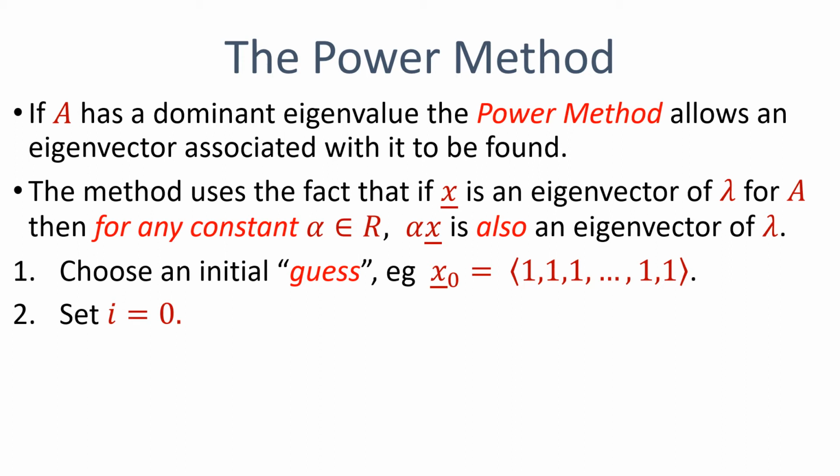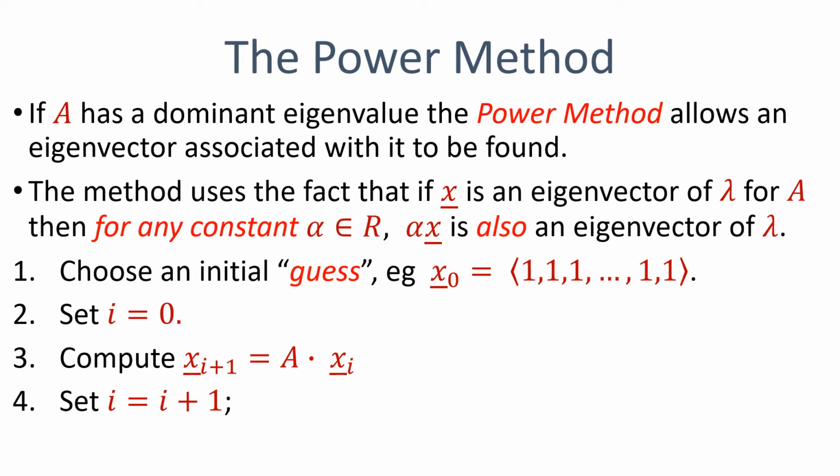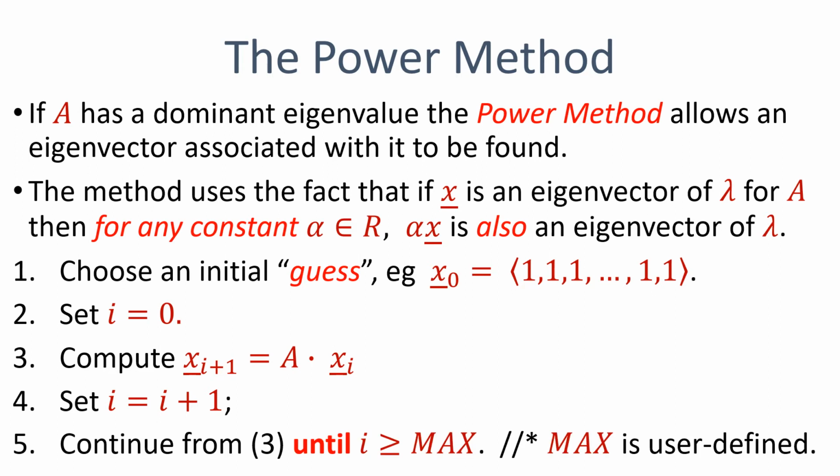We then set our starting point and we compute the result of multiplying our matrix by our current vector. And that gives us our next vector to look at. We increase the point we reached in the computation, and then we return to this step until our value has exceeded some maximum, some limit that we're using. So this specific value, this is a user-defined component.